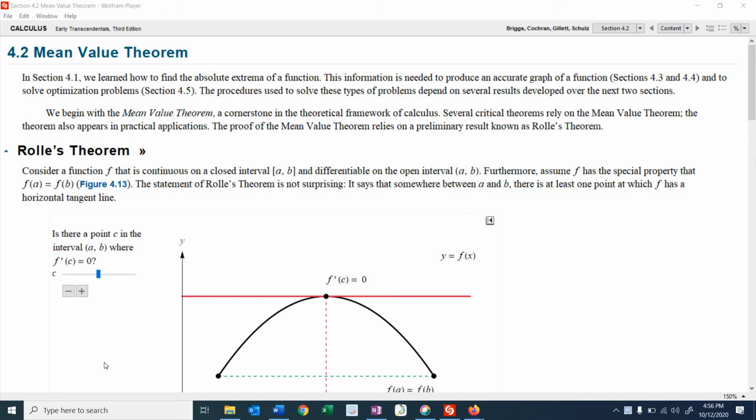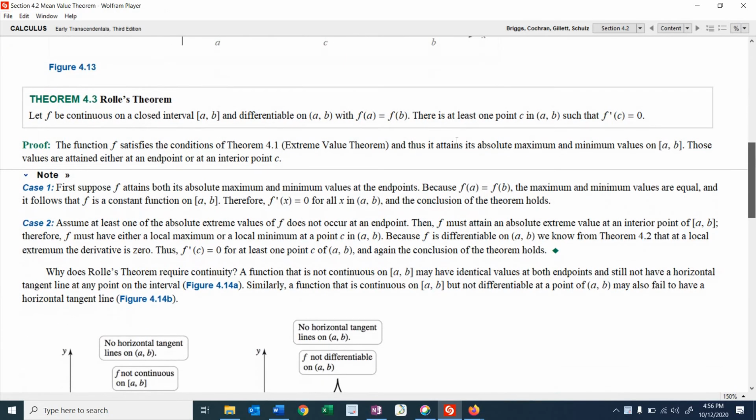Hello again. In this video, we're going to begin talking about the material from section 4.2, which is about the mean value theorem. Now, before we talk about the mean value theorem, we need to talk about a preliminary theorem known as Rolle's theorem.